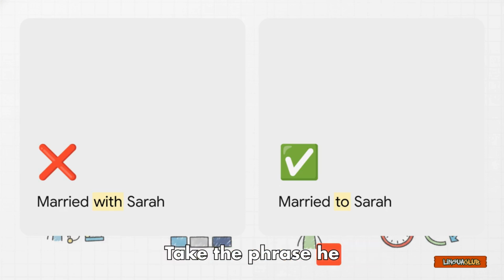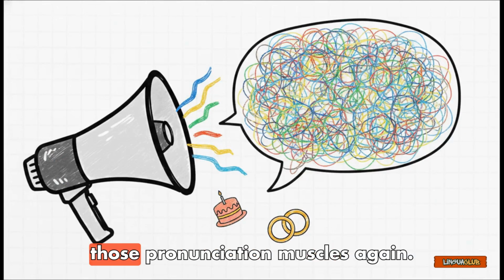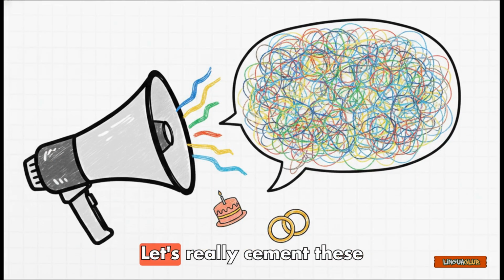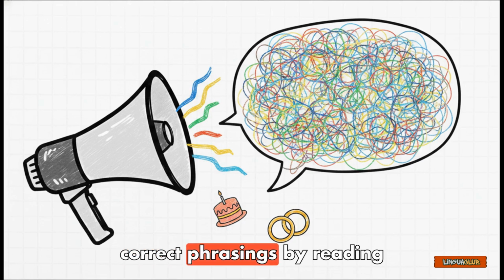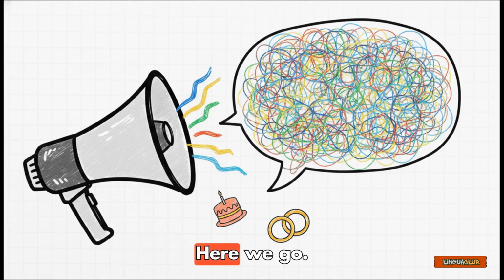And this brilliantly illustrates another fixed relationship phrase that honestly causes so many headaches. Take the phrase, he is married to Sarah. Guys, this is the only correct way to say this. Beginners often try to translate directly from their native language and they'll say married with, but in English the fixed phrase is always to be married to someone. Time to exercise those pronunciation muscles again. Let's really cement these correct phrasings by reading them out loud together. Here we go. I am 37 years old.